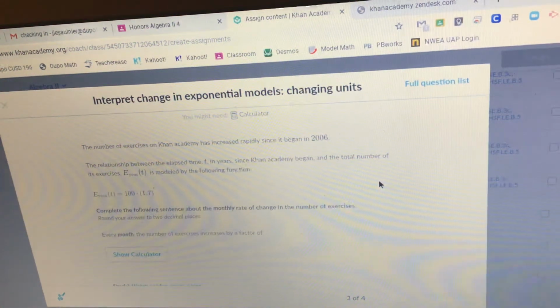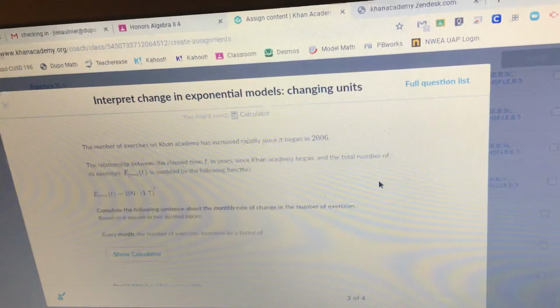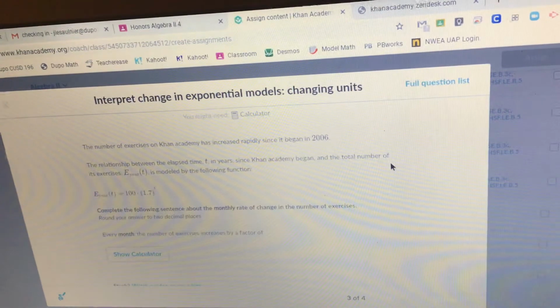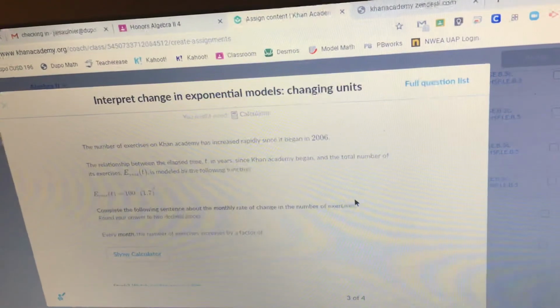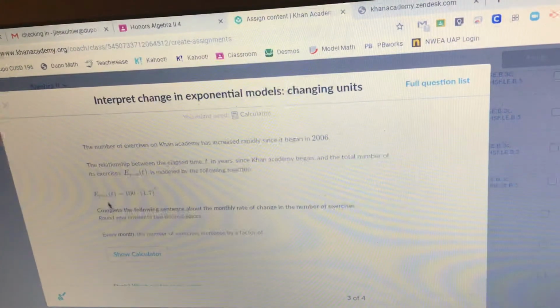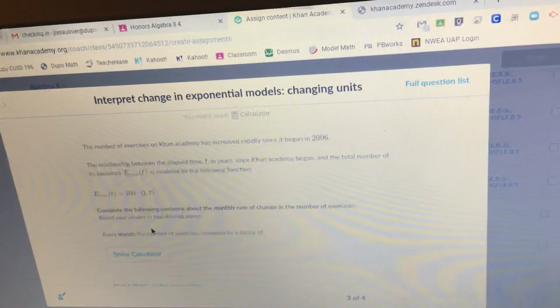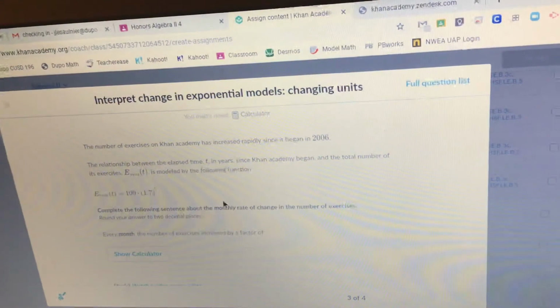So this video here is in response to the Khan Academy assignment about interpreting changing exponential models with changing units. So basically we're going to be converting from days to weeks or years to months in this case, or going back and forth. What I've noticed is normally you're going from something bigger to something smaller. If you're going the opposite direction, you would do the opposite of what I'm going to show you here.